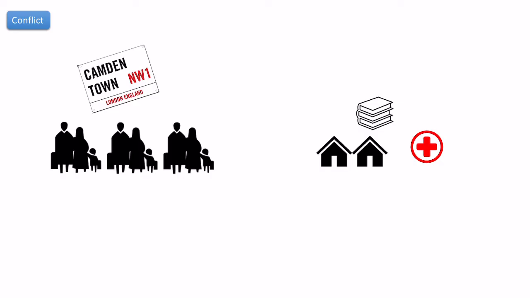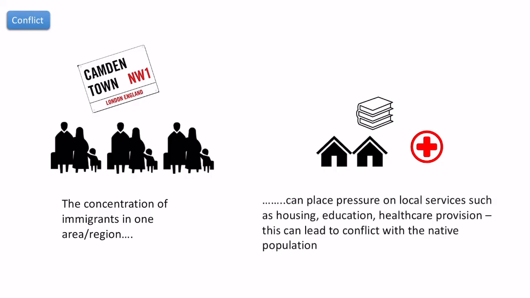One of the obvious areas of conflict is when we get a large group of people migrating to an area, if they decide to concentrate in one area, that puts a lot of pressure on the local services, housing, healthcare, education. And when that starts to happen, this can lead to conflict with the native population. It can sometimes be because it's actually a pressure, but it also can be a perceived pressure. So people believe there's a big pressure even if there isn't necessarily.